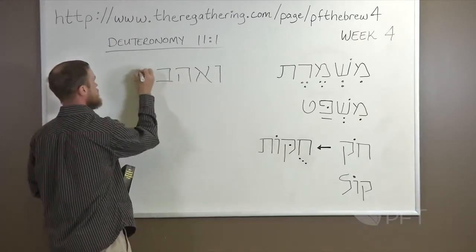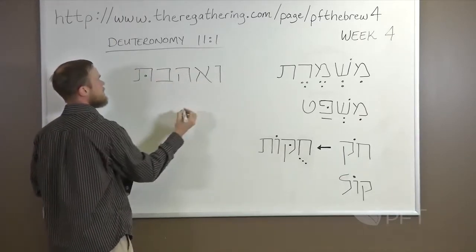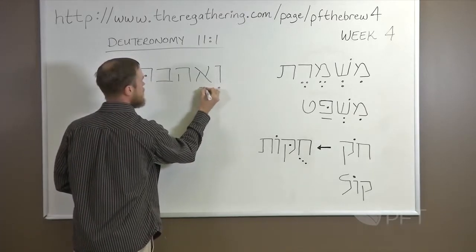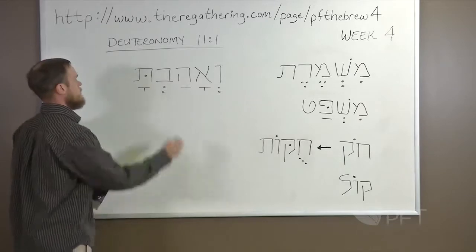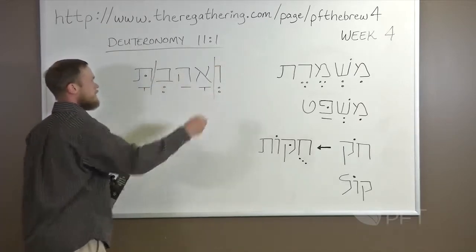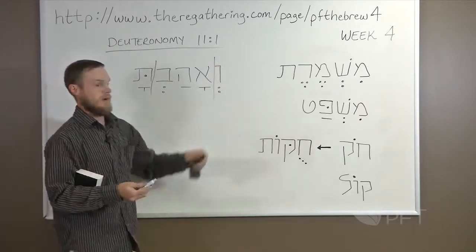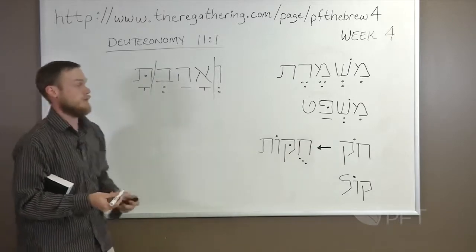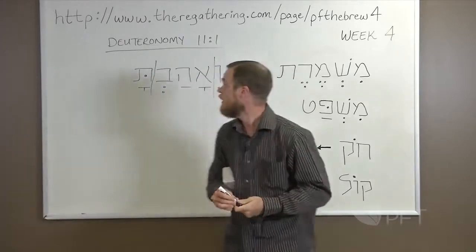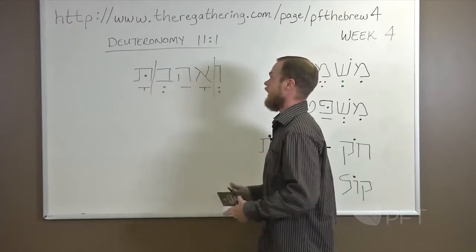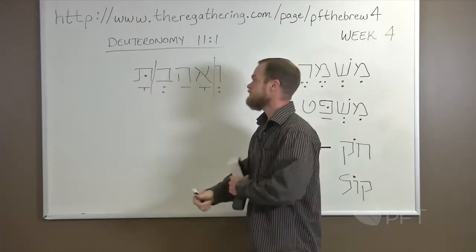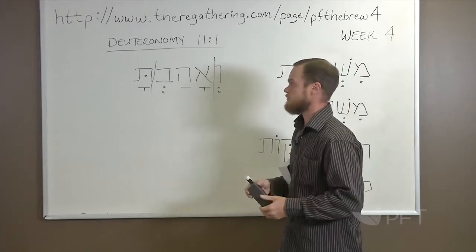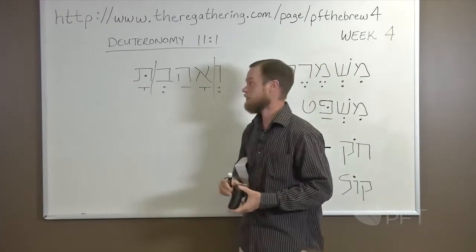And we should recognize this verb from last week. All right, we can separate our prefix and suffix right away. Vav we recognize as a prefix. The ta at the end we should recognize right away as a suffix, leaving us with aleph hey beit, which means to love.